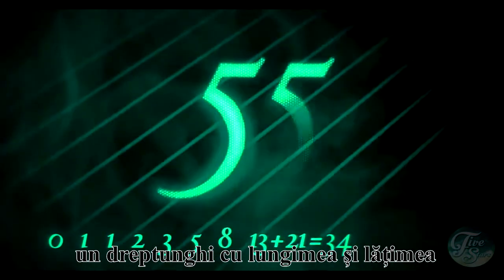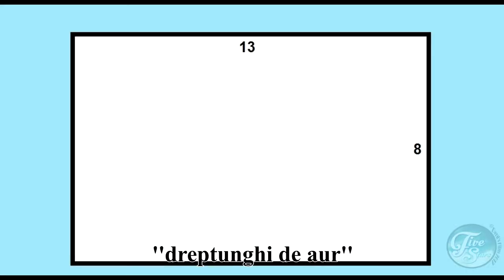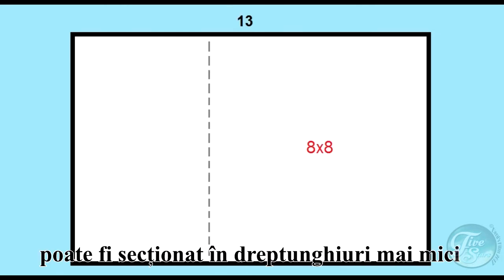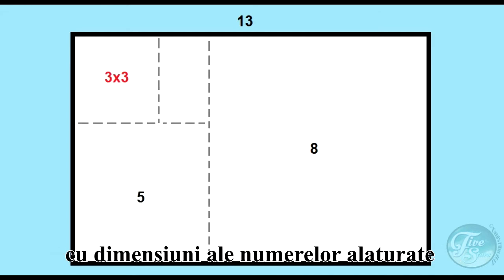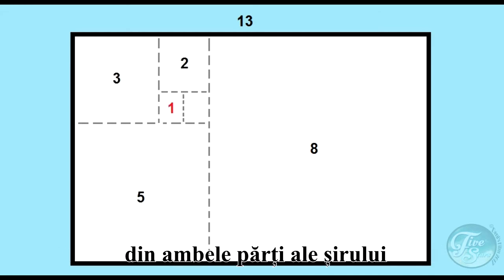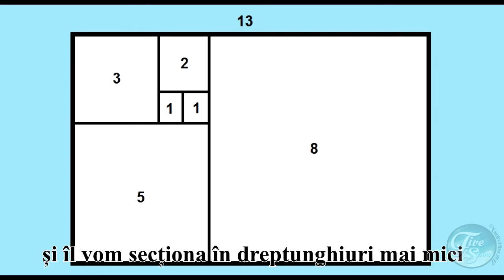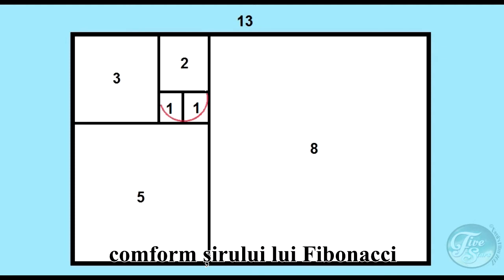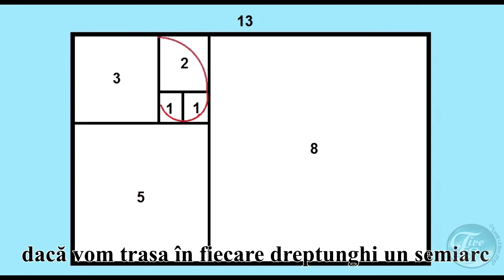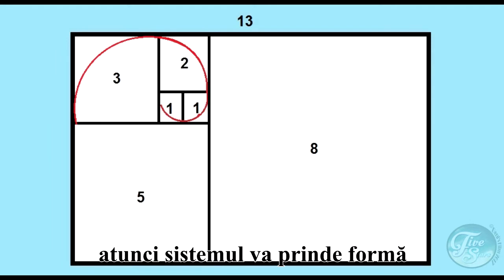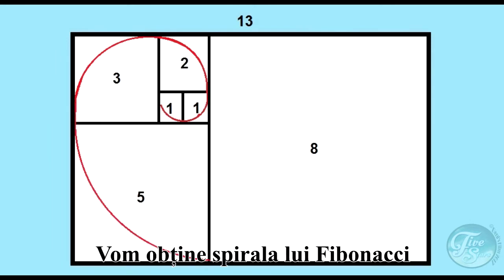A rectangle with a length and width of any two of the numbers of this sequence forms what is known as the golden rectangle, a perfect rectangle. A golden rectangle can be broken down into squares the size of the next Fibonacci numbers down and below. If we were to take a perfect or golden rectangle, break it down into smaller squares based on Fibonacci's sequence, and divide each with an arc, the patterns begin to take shape. We begin to see Fibonacci's spiral.